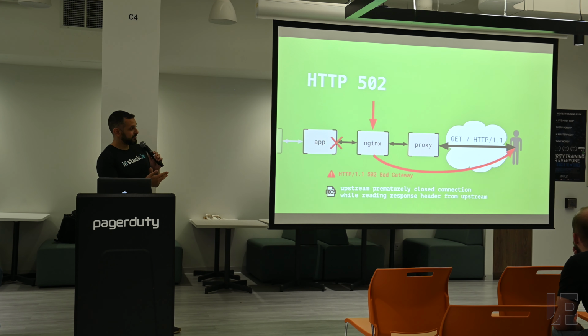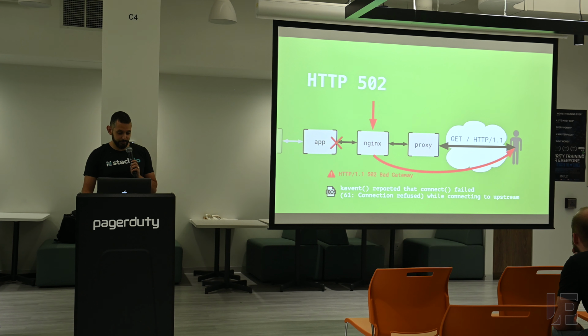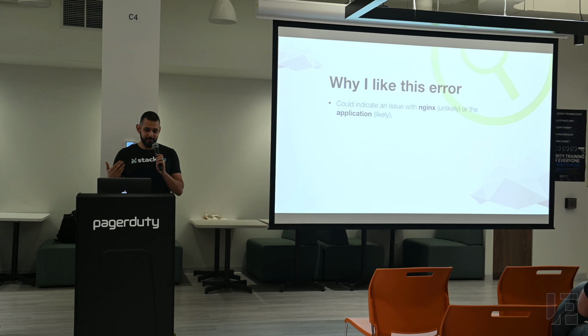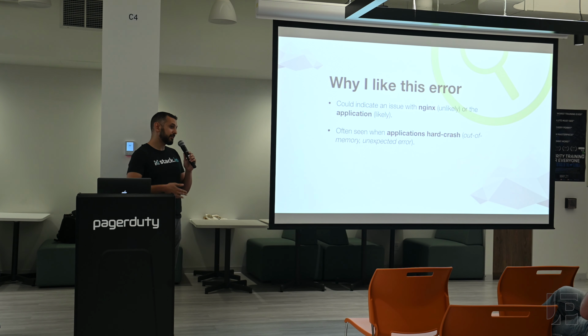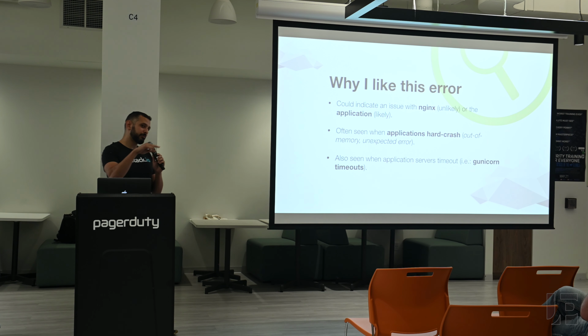You're going to usually see things in your logs like "connection prematurely closed" or "connection refused", even another standard TCP error you may find in your logs there. I like it because it indicates a problem with Nginx, which is unlikely. The more likely scenario is it's probably the application. You see this when applications hard crash, like they run out of memory or there's some unexpected error and they just exit quickly. Usually if that exits quickly, there may be some exploit happening, so you should also check your logs to see if there's some funny business going on.